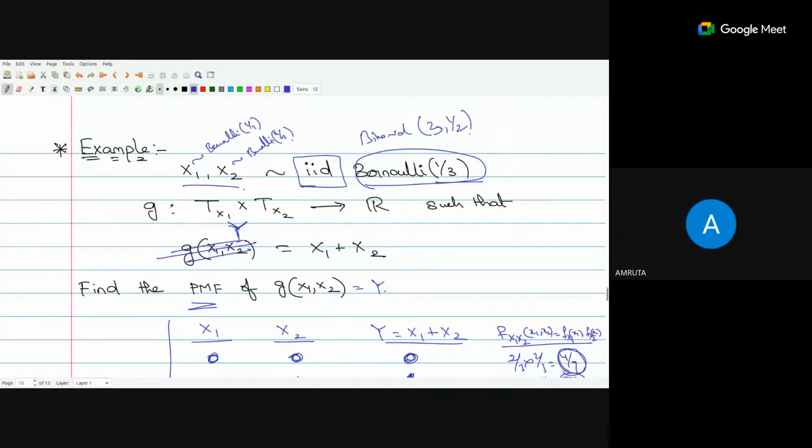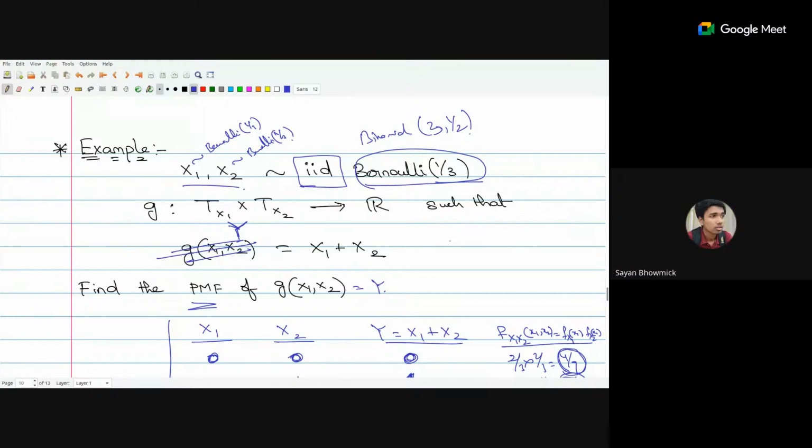Okay. Then you have to write down the table, x1 and x2 separately, and compute. So the process would be the same, right? I mean, binomial 3 means 0, 1, 2, 3. IID means x1 would take the same values as x2, so it would be the same, right?